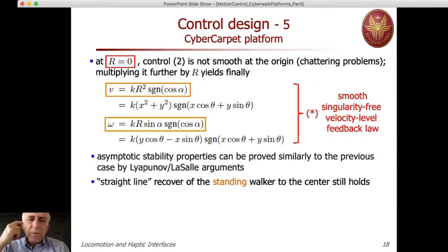So you have to use a Lyapunov-LaSalle argument, pretty much similar to the previous one, in order to prove asymptotic stability. And if the walker is subject to this final smooth, singularity-free velocity level feedback law, then the recovery of an initial position to the origin will occur along the straight line connecting the initial position to the origin itself.